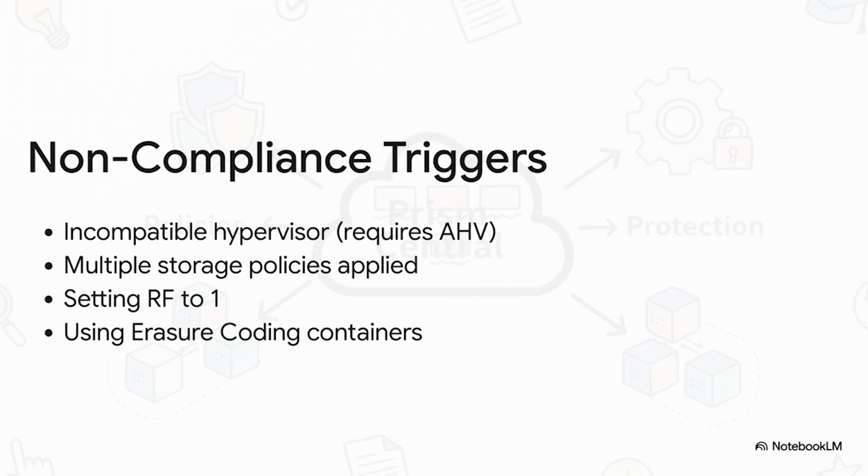Third, you cannot use these policies to set a replication factor of 1. Only RF2 or 3 are supported to ensure data integrity. And finally, a massive edge case. If your underlying storage container uses erasure coding, policy-based RF configuration is just completely out the window, because erasure coding fundamentally alters how parity and data striping are handled outside of standard replication factors.